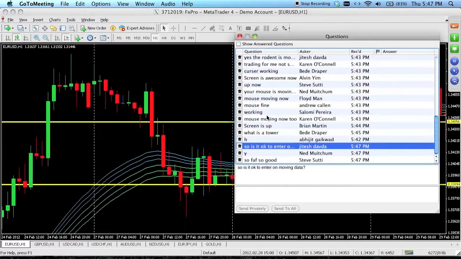Jitesh is asking, so is it okay to enter on moving data? No. Yes, actually yes, you will be entering on moving data on this one, but you guys are using a closed candle to determine where you're going to enter. So you guys will already be placing your entry orders before the next candle even opens, or when the next candle opens.